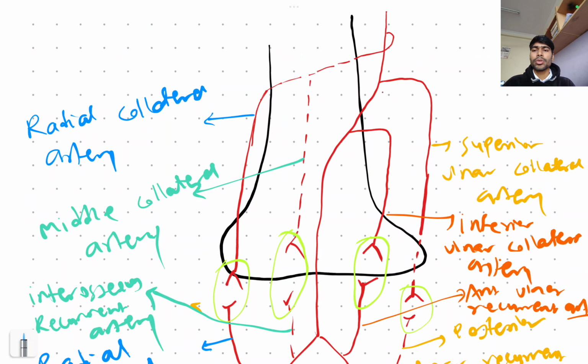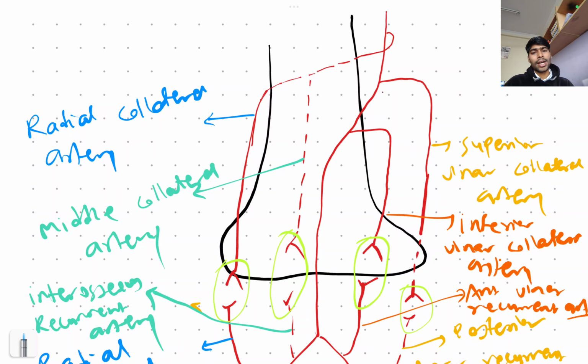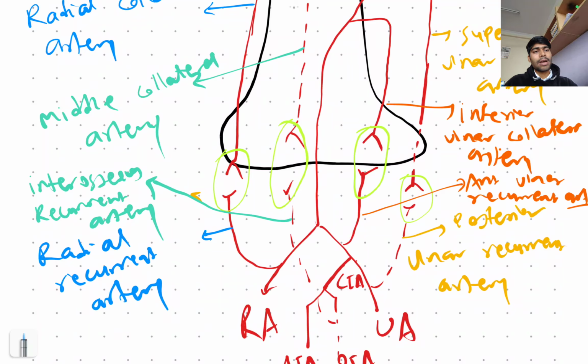All right, and see one more thing: all the branches which come from the upper side are collateral arteries. For example, the radial collateral artery, middle collateral artery, superior ulnar collateral artery, and inferior ulnar collateral artery. And all the branches which go to the downside are recurrent arteries. For example, the interosseous recurrent artery, radial recurrent artery, anterior ulnar recurrent artery, and posterior ulnar recurrent artery. So this will help you to remember.